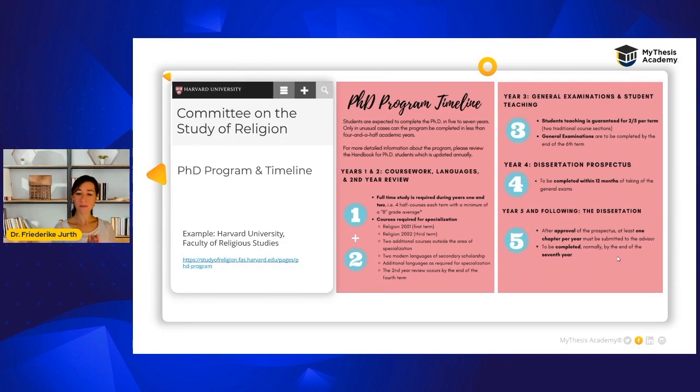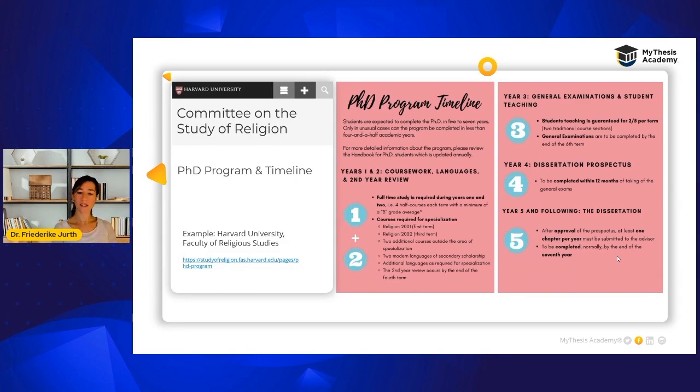The 4th year, in this case, is reserved for your proposal writing, so with the construction and the drafting of your dissertation prospectus, and it is to be completed within 12 months after doing the general exams. And the 5th year and the following is just reserved for the dissertation writing process.